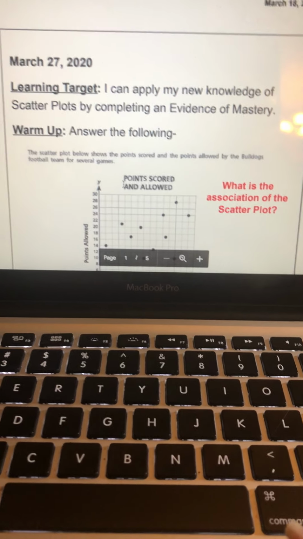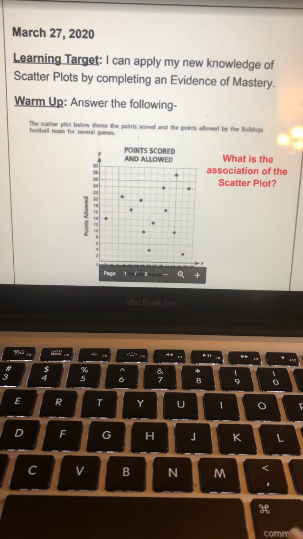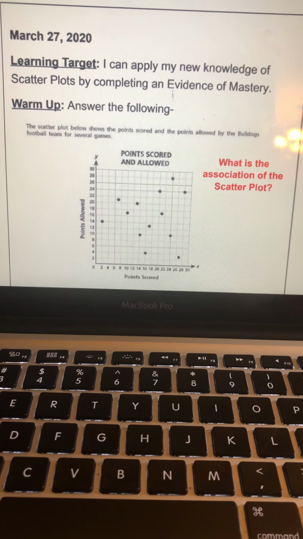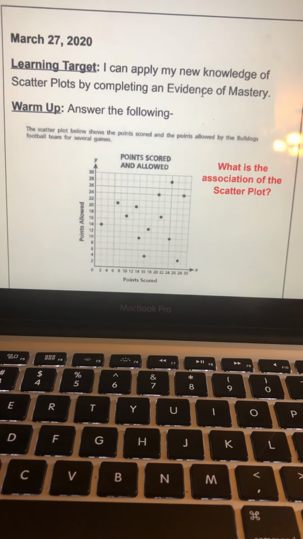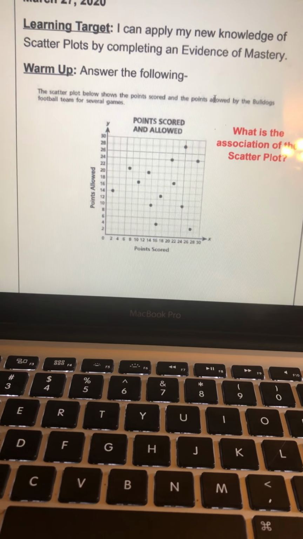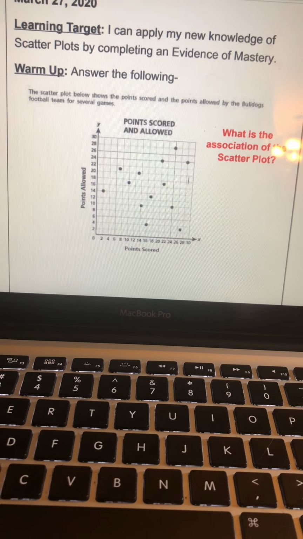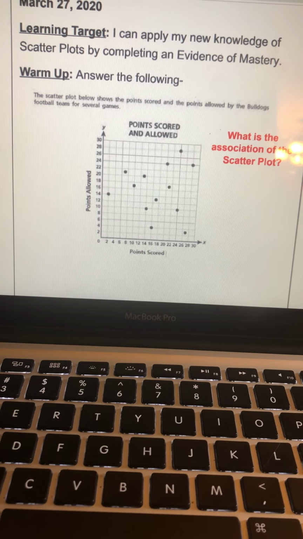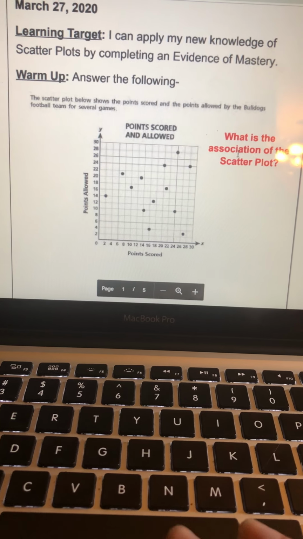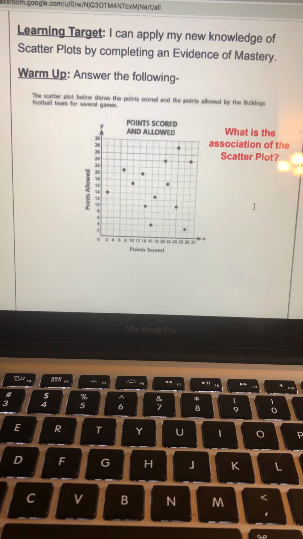So this lesson is kind of taking you through just a recap of everything that we've done so far. So you're applying your knowledge to complete your evidence of student mastery today. So you have a warm-up. What type of association does the scatter plot show? At this point, you guys should be able to view this scatter plot and make a conclusion on what this is saying. Association, correlation, it all means the same thing.